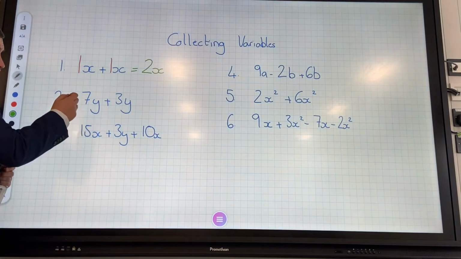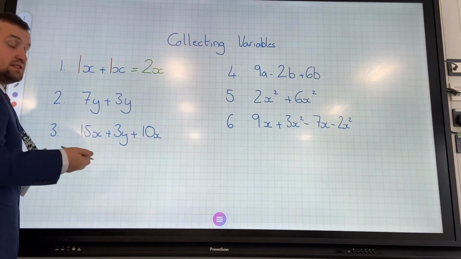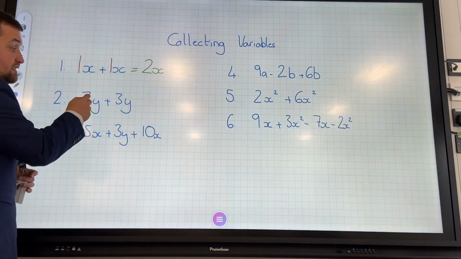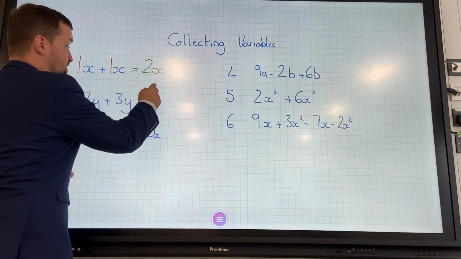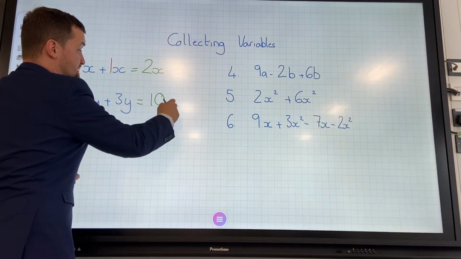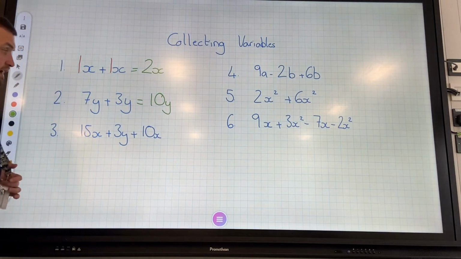Okay, just as this, 7y plus 3y, if you think 7 plus 3 is 10, the only difference is the y's. So 7y plus 3y is 10y. Okay, now we're gonna shake it up a bit, make it a little bit more challenging.